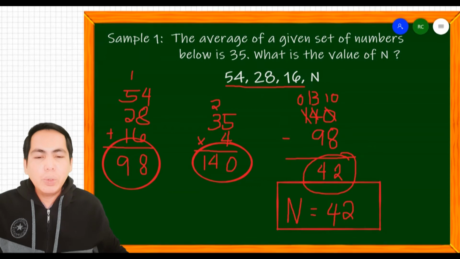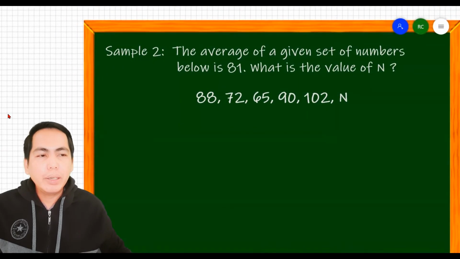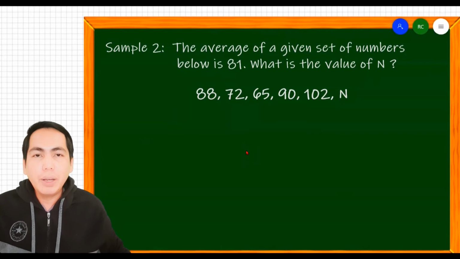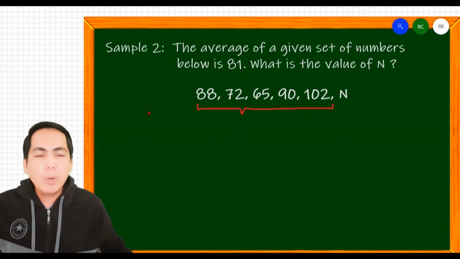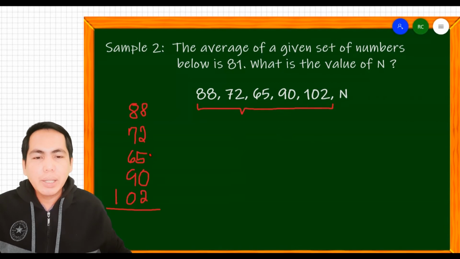Now let's proceed to our second example. We have here, the average of a given set of numbers below is 81. What is the value of n? So first is for us to find the sum of the known numbers. So we are going to add 88, 72, 65, 90, and 102. So 8 plus 2 is 10, plus 5 is 15, plus 2 is 17. 7, regroup 1. 1 plus 8 is 9, plus 7 is 16, plus 6 is 22, plus 9 is 31. So 1, regroup 3. So 3 plus 1, we have 4.